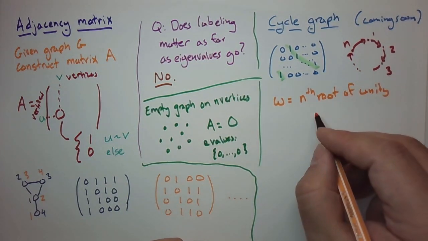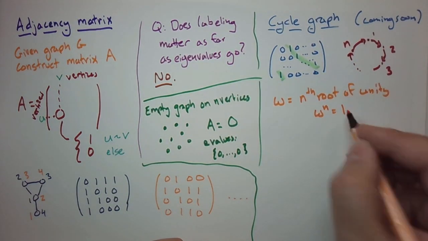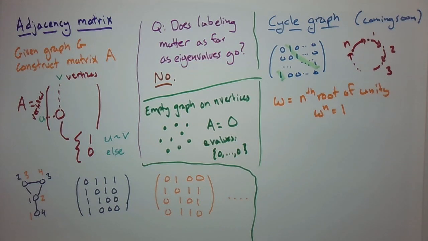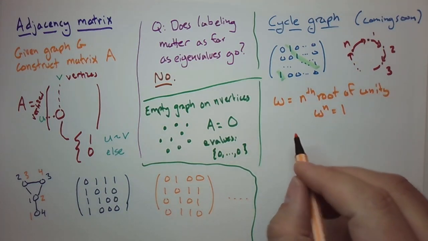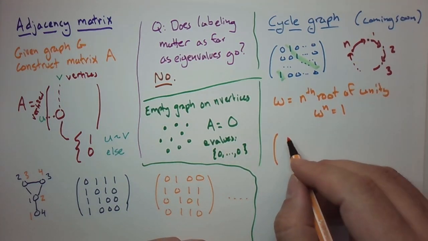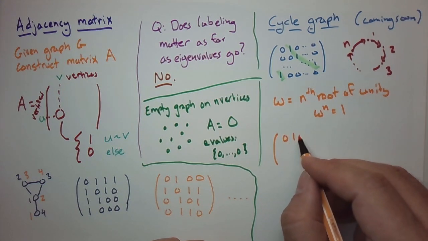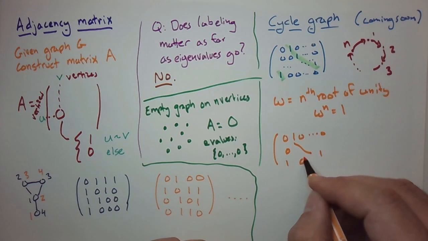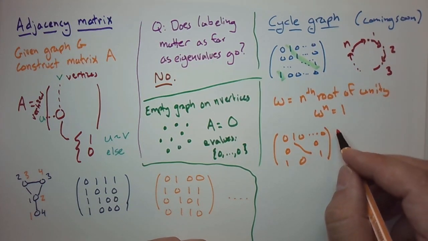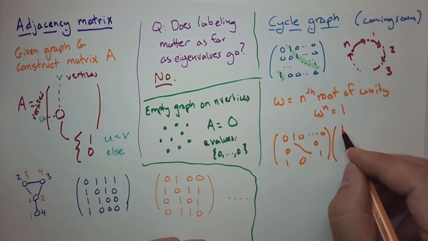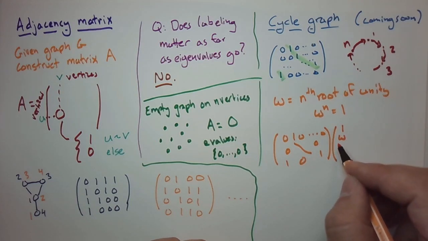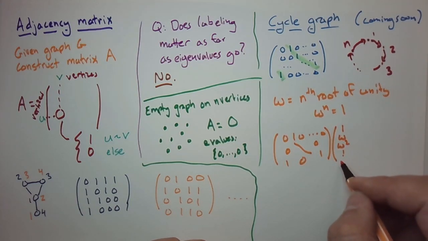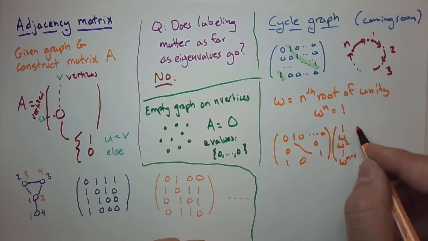So, in other words, omega to the n is 1. That's what I mean by an nth root of unity. Now, I want to take this matrix, and we'll just fill in a bunch of zeros here, and I'm going to multiply by the vector 1, omega, omega squared, down to omega to the n minus 1.